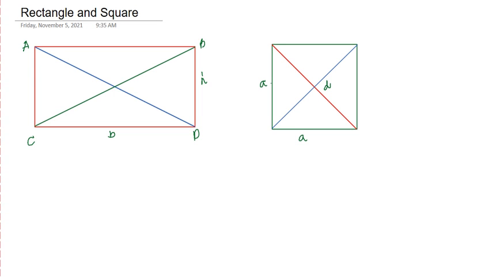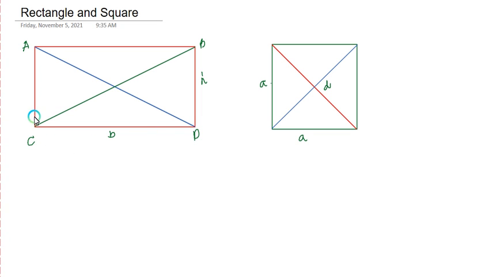Okay, so as we discussed in the previous discussion video, we have to consider now the other types of parallelogram, which include the rectangle, the square, and the rhombus. But for this discussion video, we have to discuss the rectangle and the square. So a rectangle is essentially a parallelogram in which the interior angles are all right angles.